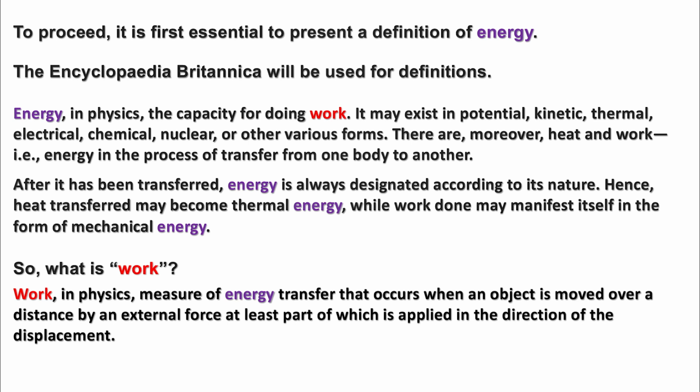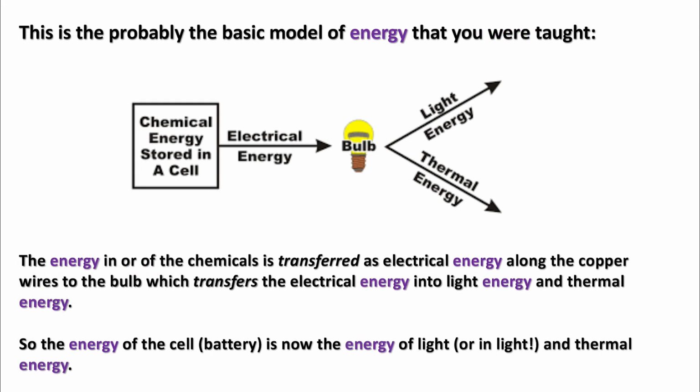So what is work? Work, in physics, is a measure of energy transfer that occurs when an object is moved over a distance by an external force, at least part of which is applied in the direction of the displacement. This is probably the basic model of energy that you were taught.